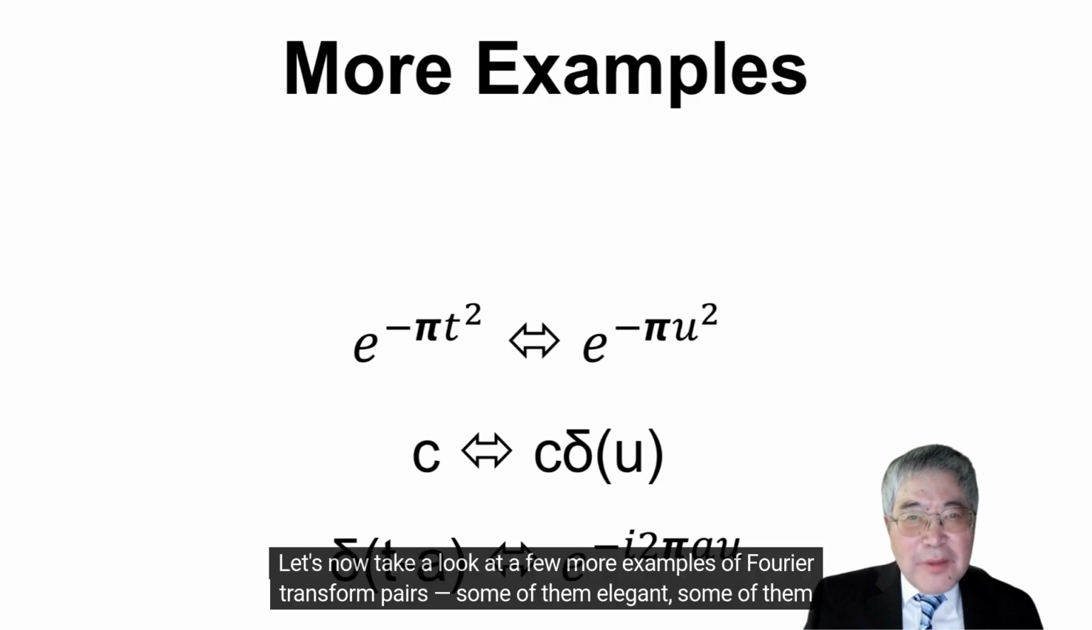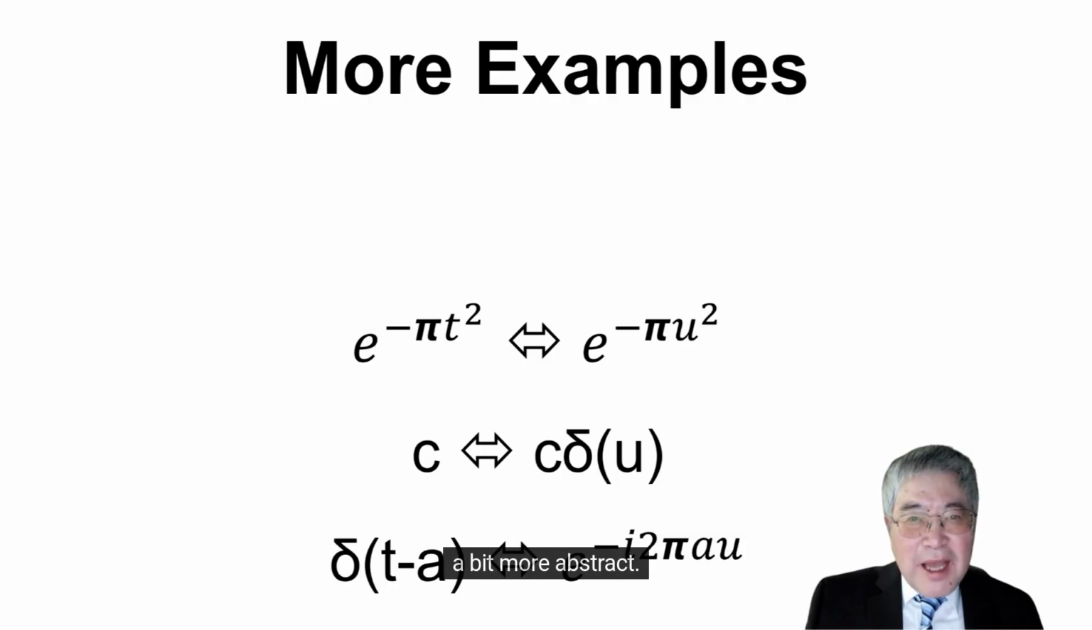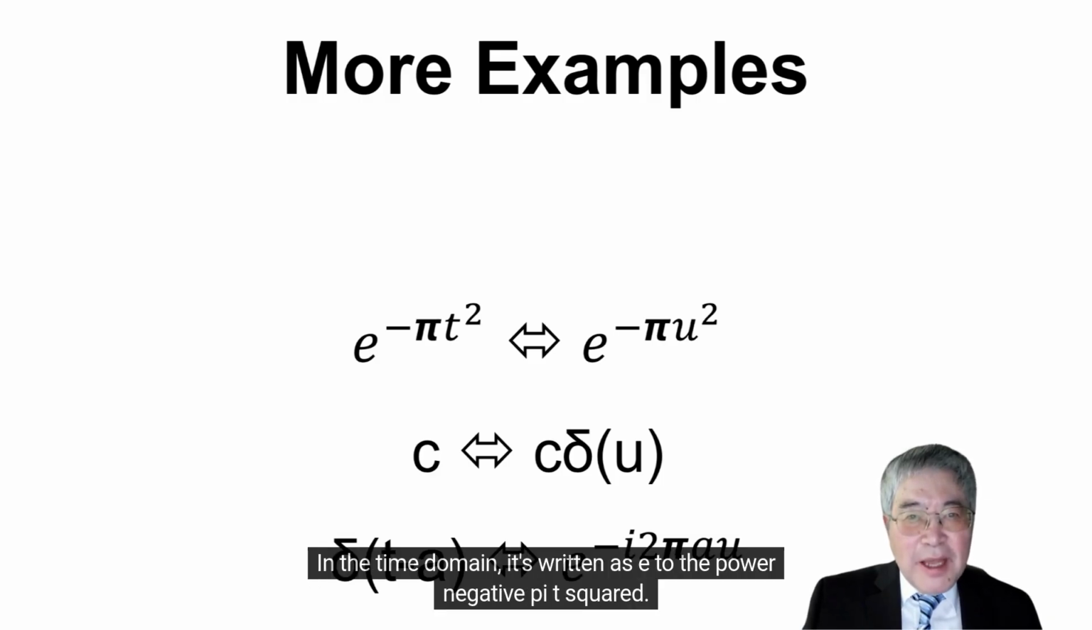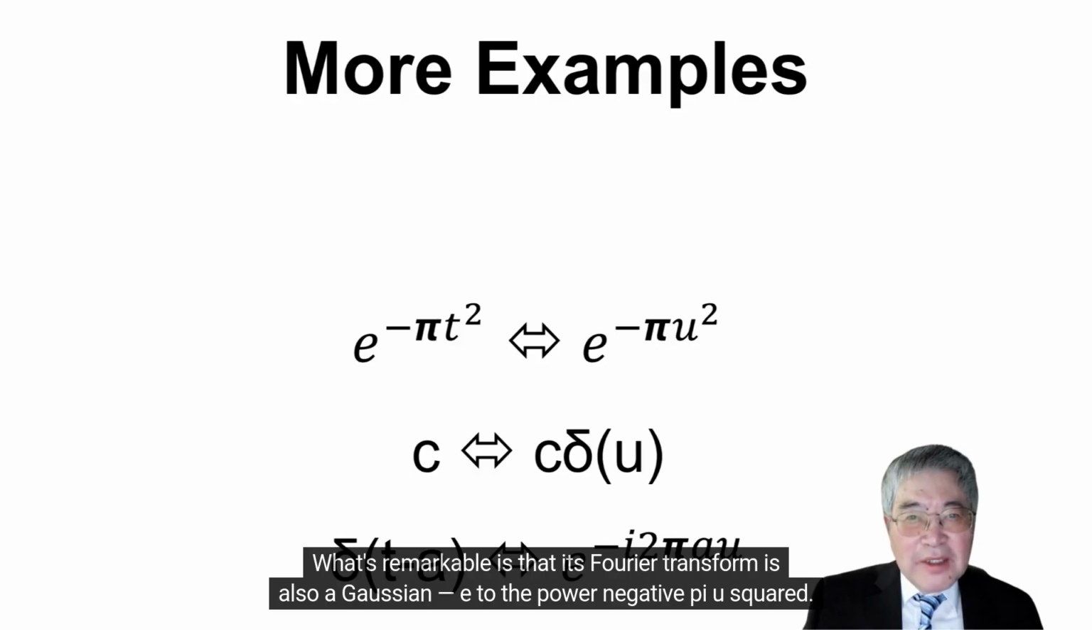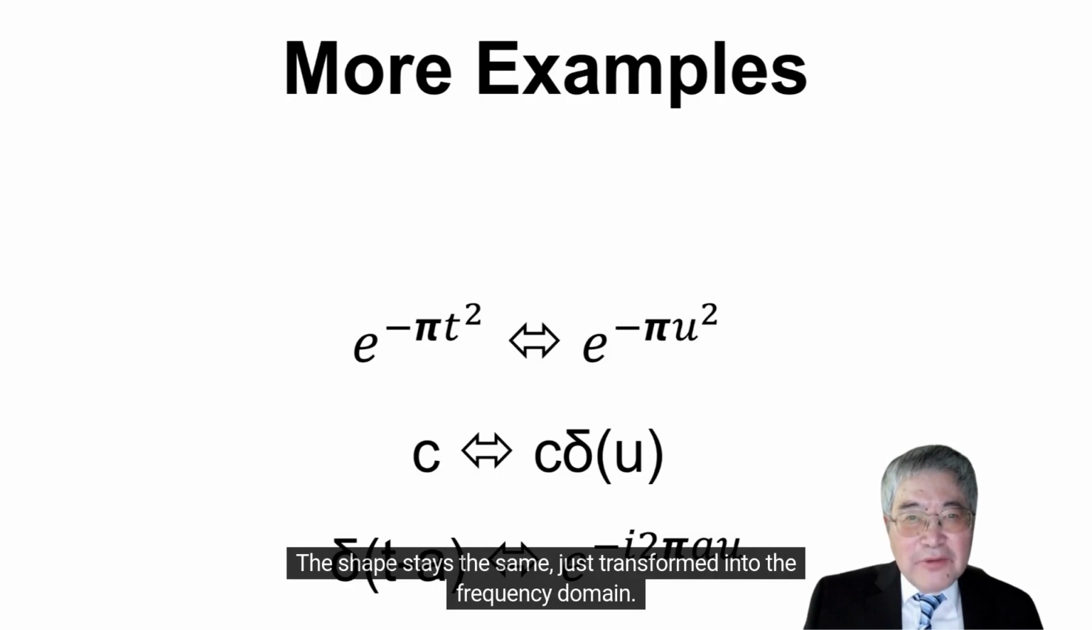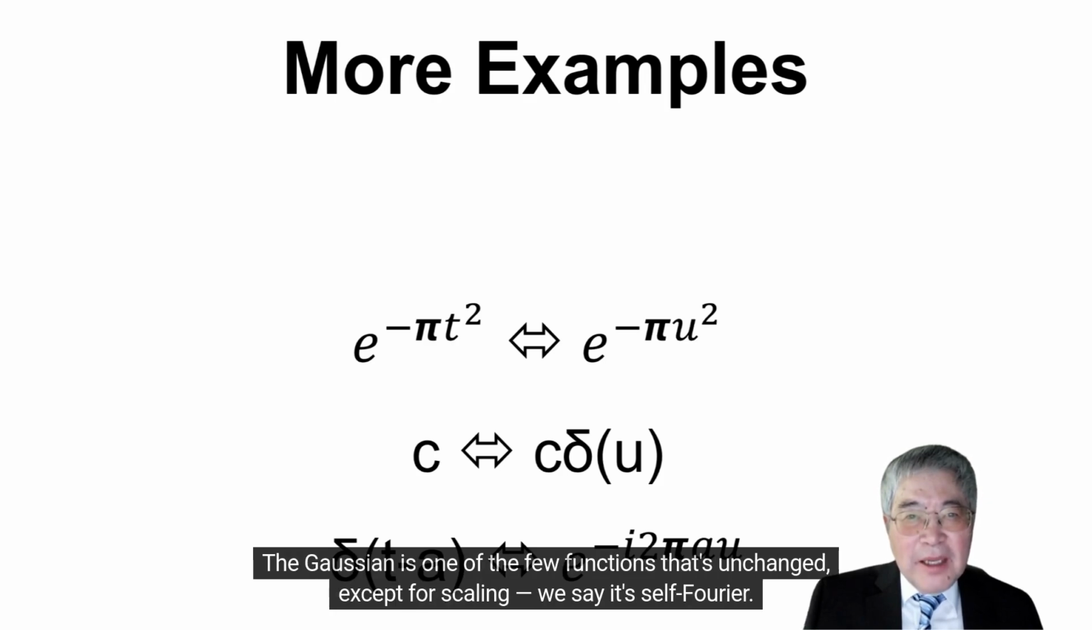Let's now take a look at a few more examples of Fourier transform pairs, some of them elegant, some of them a bit more abstract. First, we have the Gaussian function. In the time domain, it's written as e to the power negative pi t squared. This is the familiar bell-shaped curve, smooth, centered, and decaying quickly. What's remarkable is that its Fourier transform is also a Gaussian, e to the power negative pi u squared. The shape stays the same, just transformed into the frequency domain. The Gaussian is one of the few functions that's unchanged except for scaling. We say it's self-Fourier.